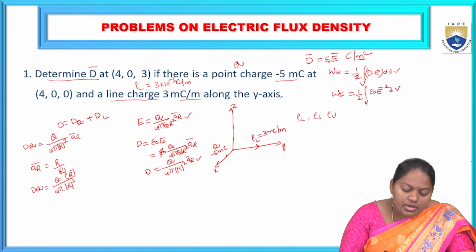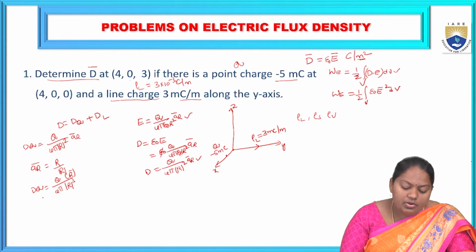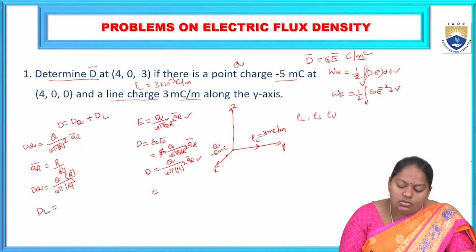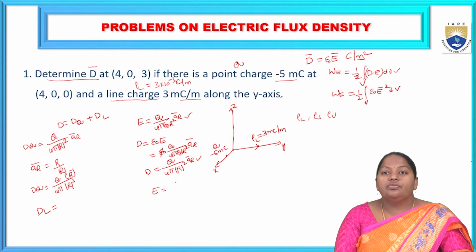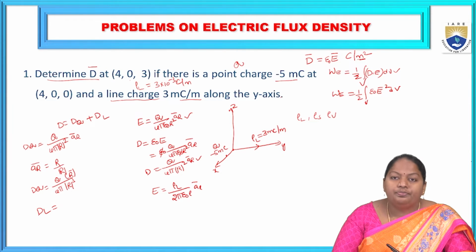Now, Q value is given, that is minus 5 millicoulombs, and 4 pi. Then R value is to be evaluated between 4, 0, 3 and 4, 0, 0. And to find the flux density due to the line charge, the formula is given by: electric field intensity E due to a line charge is rho L by 2 pi epsilon naught rho into a rho.